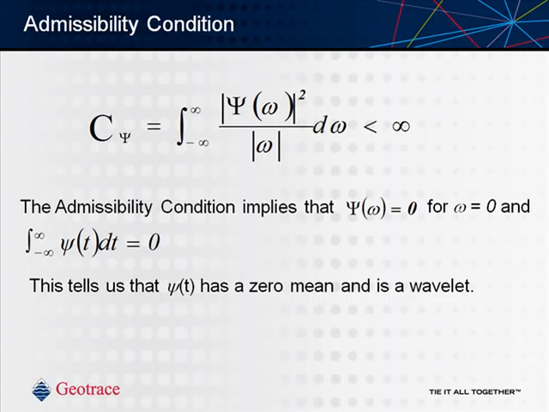This is the Fourier transform of your mother wavelet. So you're looking at the magnitude of that over its wave number. And the admissibility condition basically implies that you have a zero mean and that the area of your wavelet is zero. So basically that you have a true wavelet.